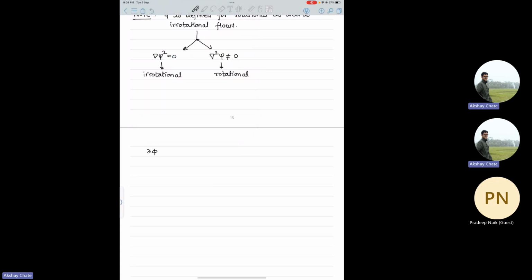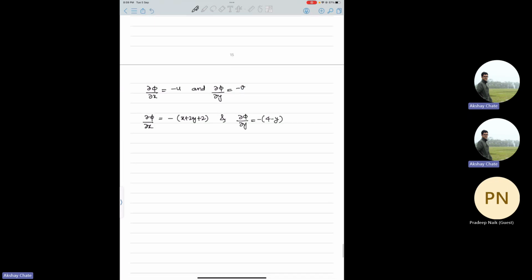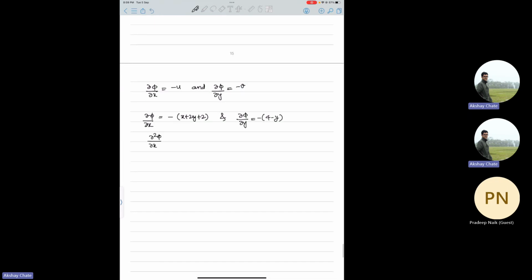Del phi by del x is equal to minus u, and del phi by del y is equal to minus v. This is the formula. What is minus u? Minus of x plus 2y plus 2, and del phi by del y is minus of 4 minus y. So del square phi by del x square becomes minus 1, and del square phi by del y square becomes minus of minus 1. So it becomes 1.